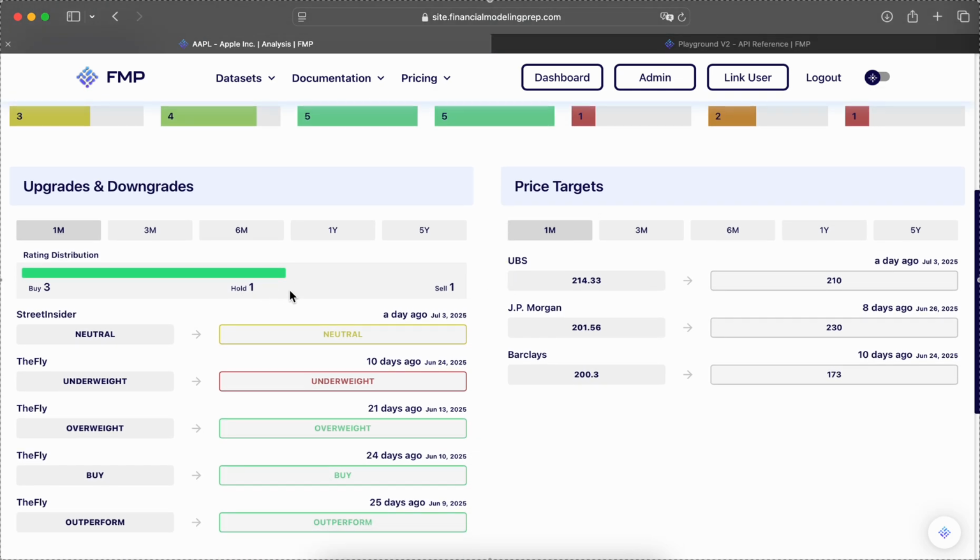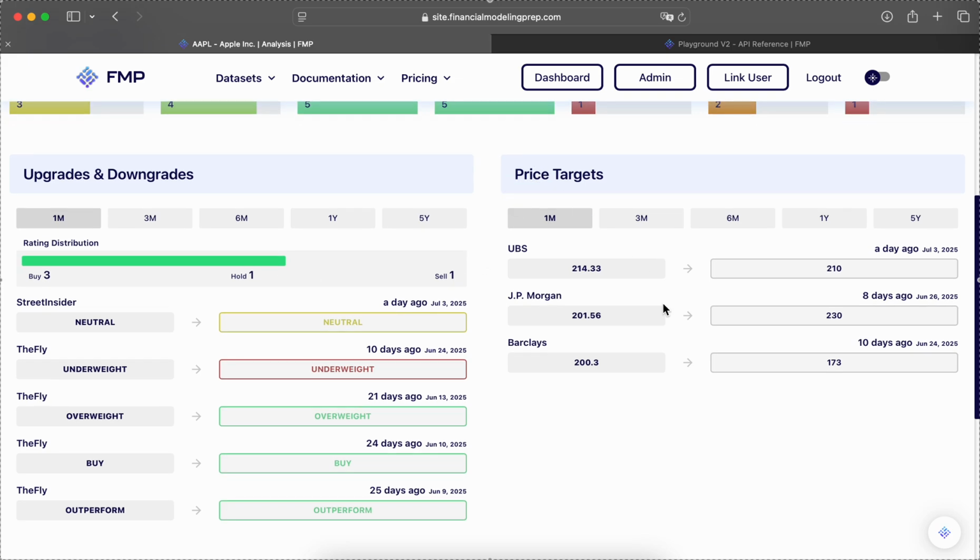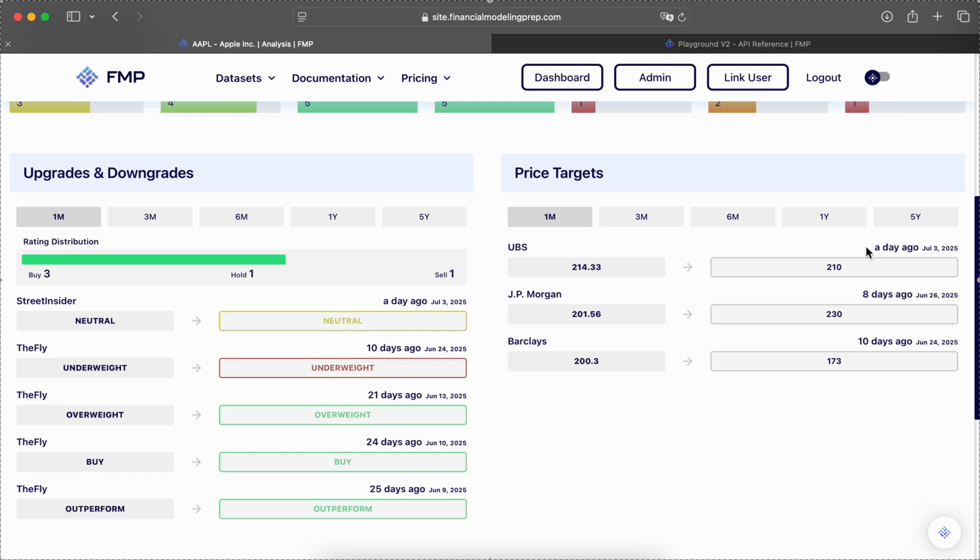You see the upgrades and downgrades as we saw on the first page, but you also see the target price changes over here. These are more recent target price changes. If you see a lot of investment analysts changing their price upwards, this may indicate high investor confidence. But in this case, we see that UBS downgraded it slightly. It was 240, now it's 210.